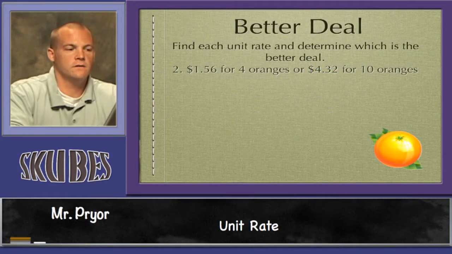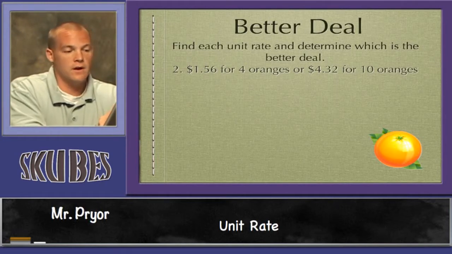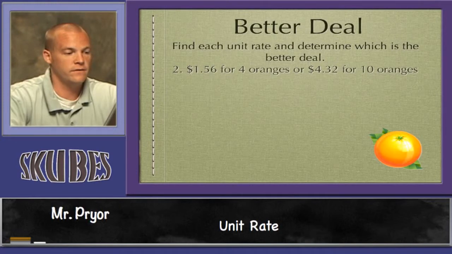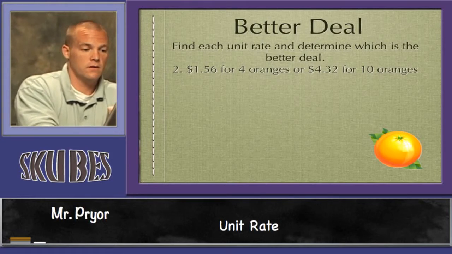Alright, let's go ahead and take a look at another example of what a better deal would be in a unit rate problem. Here we see that we're dealing with oranges. Buying oranges, $1.56 for 4 oranges, or $4.32 for 10 oranges. So your strategy here is going to be to find out which one you're paying the least for.